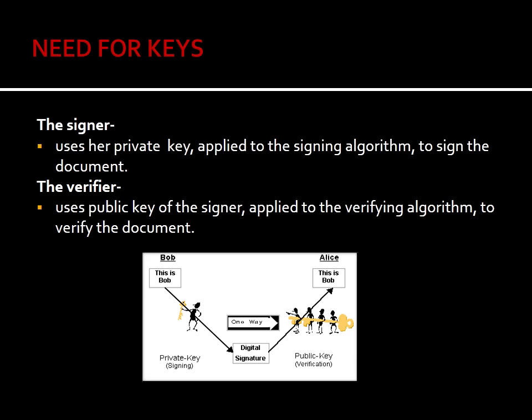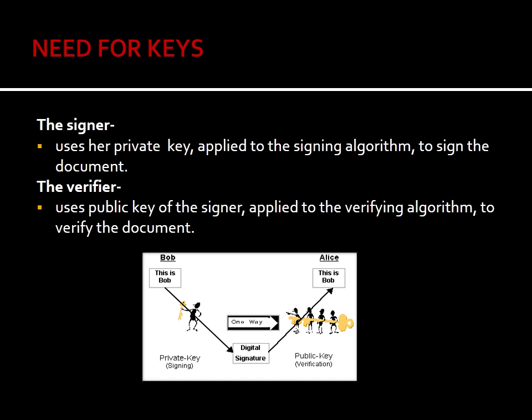The signer uses her private key applied to the signing algorithm to sign the document. What does it mean by the private key and the public key? In digital signature, we have two keys, the private and the public. The communication between a sender and a receiver is done by these two keys. The signer is the sender, right? He uses the private key applied to the signing algorithm, and sends the document to the receiver, which is the verifier. The receiver is the verifier.